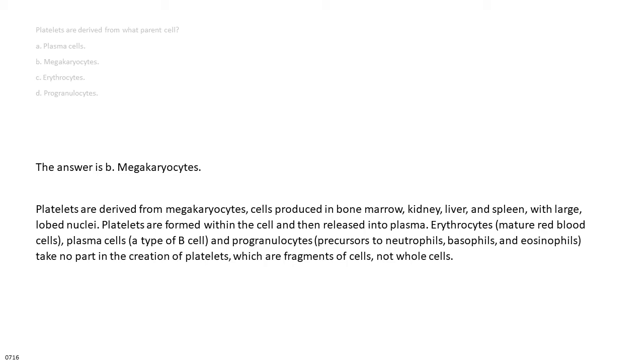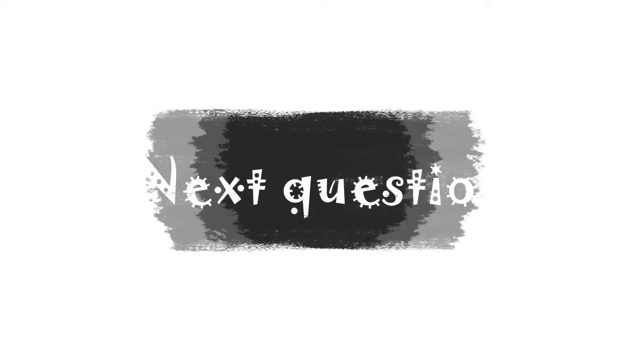Platelets are derived from megakaryocytes, cells produced in bone marrow, kidney, liver, and spleen, with large, lobed nuclei. Platelets are formed within the cell and then released into plasma. Erythrocytes, mature red blood cells, plasma cells, a type of B cell, and progranulocytes, precursors to neutrophils, basophils, and eosinophils, take no part in the creation of platelets, which are fragments of cells, not whole cells.